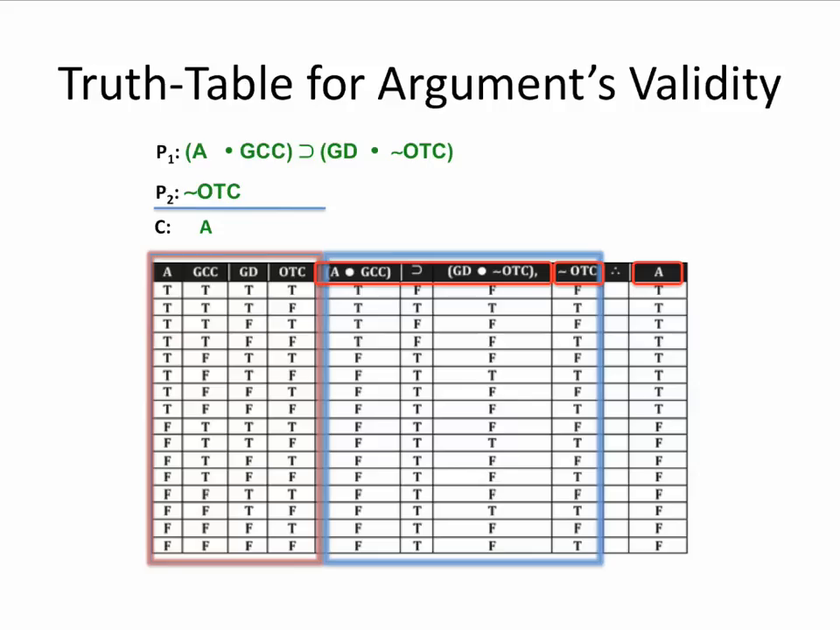Then we'll add the values for our conclusion, and now we'll look at the columns that contain the main connectives for the two premises, respectively the horseshoe, that is to say the material conditional, and the tilde, that is to say the negation of the other terrible consequences. Now, we're looking for rows in these columns in which both premises are true. Here they are.